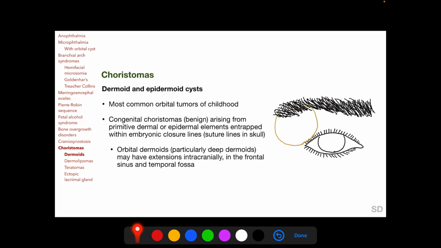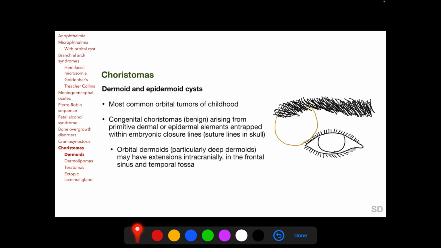And among orbital choristomas, we have dermoids, dermolipomas, teratomas, and ectopic lacrimal gland. Dermoid and epidermoid cysts are the most common orbital tumors of childhood, and these are benign congenital choristomas arising from primitive dermal or epidermal elements entrapped within embryonic closure lines.